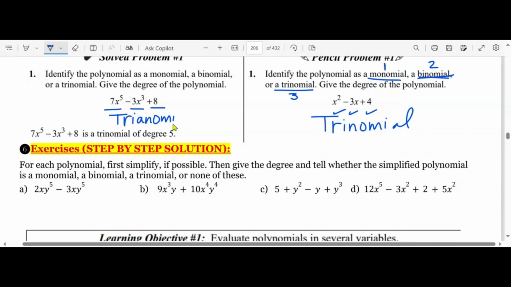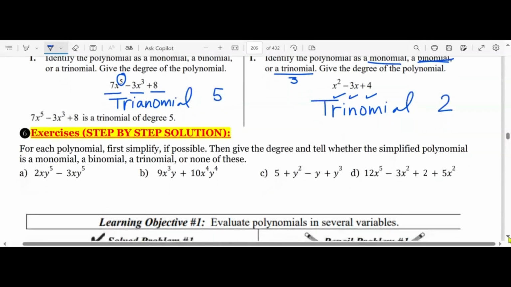Now, what's the highest degree here? 5. So the degree is 5. What's the highest degree here? 2. You put 2. Is this clear?